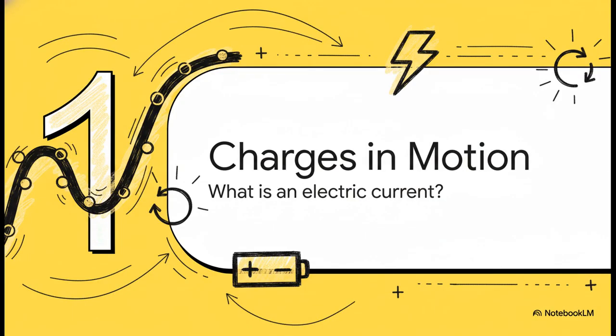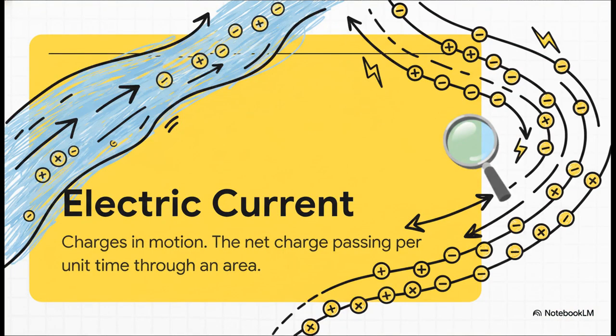Section 1. First and most important question. What exactly is an electric current? Well, at its heart, it's actually incredibly simple. An electric current is just charges that are moving. That's it. I want you to picture water flowing in a river. When those electric charges are flowing, boom, you've got yourself a current.